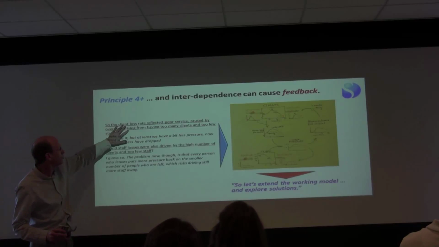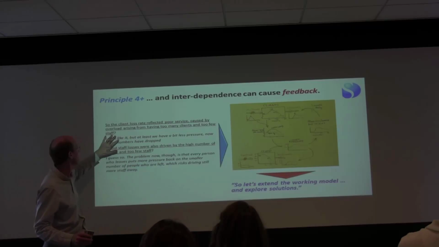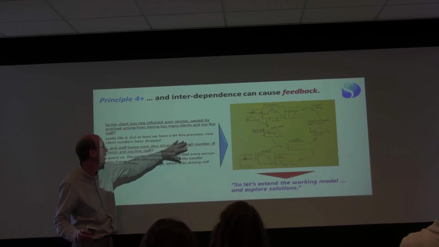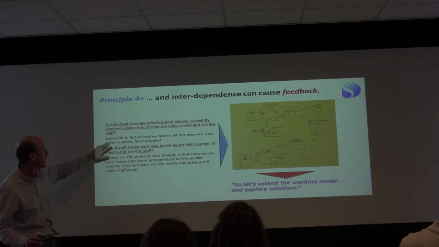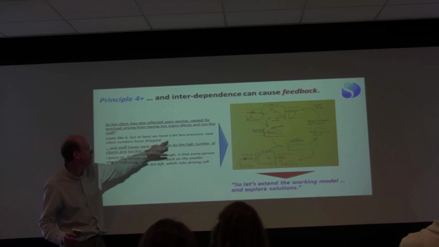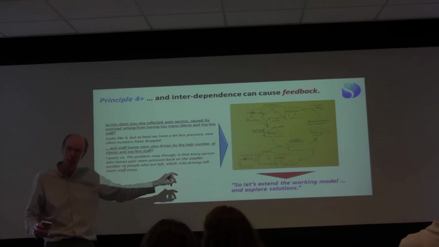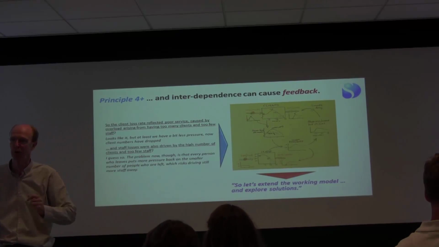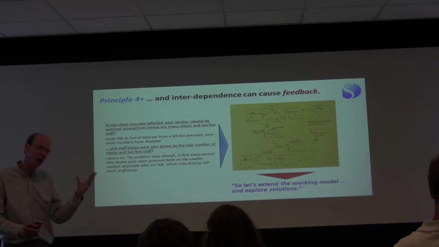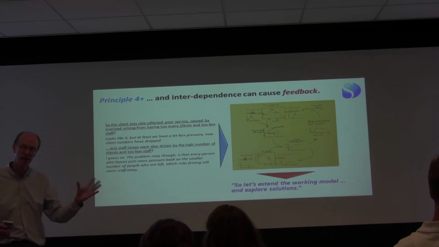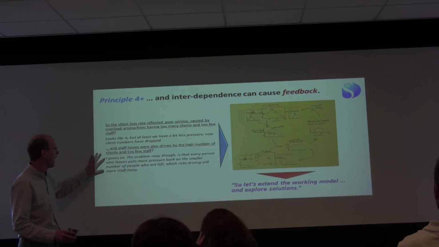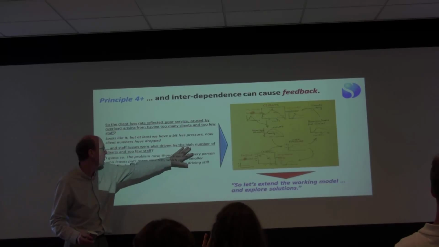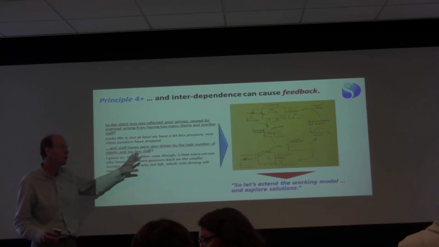So the client loss rate reflected poor service caused by overload arising from having too many clients and too few staff. Looks like it, but at least we have a bit less pressure now because we've lost clients. Clients going away has taken some of the pressure off us. So we've kind of partly solved the problem in a bad kind of way. And staff losses were also driven by the high number of clients and too few staff.